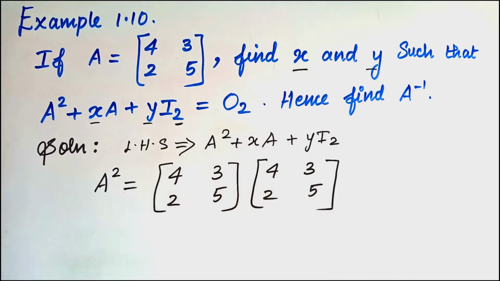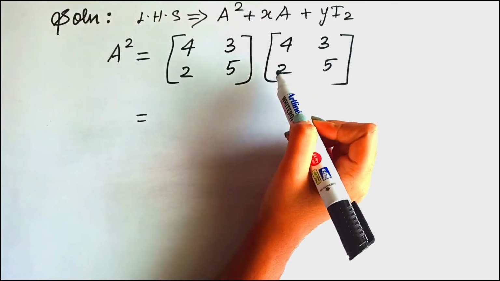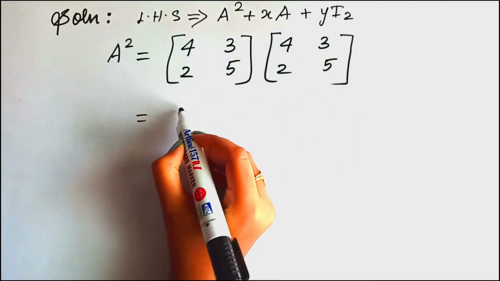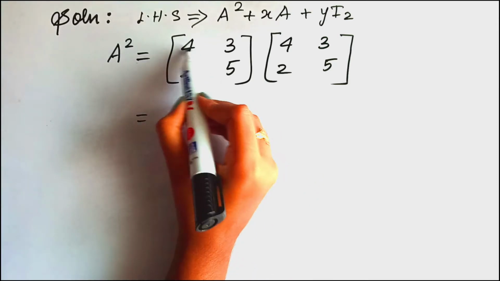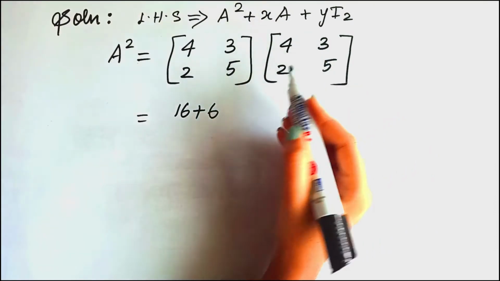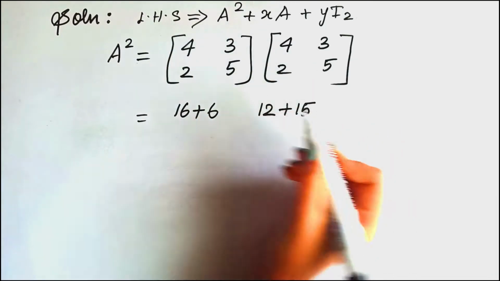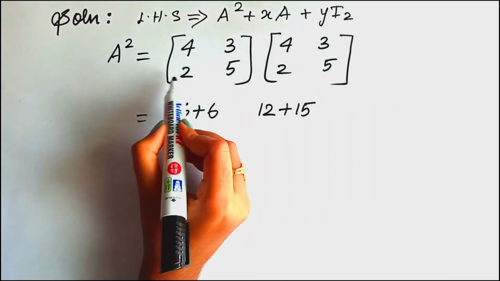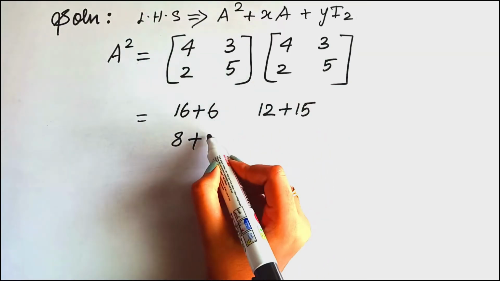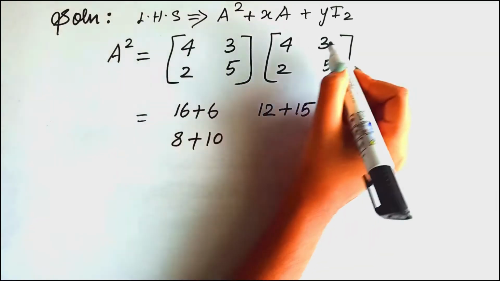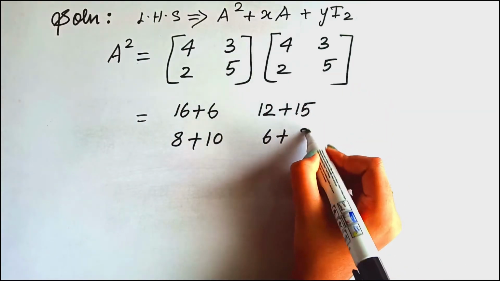Right? So now let's multiply. Here first you have to multiply the first row and the first column, which is 4 into 4, we will get 16, plus 3 into 2, we will get 6. And then first row and second column, 4 into 3 it's 12, and then 3 into 5 plus 15. And then second row and first column, 2 into 4 we will get 8, plus 5 into 2 we will get 10. And then 2 into 3 it's 6, plus 5 into 5 we'll get 25.